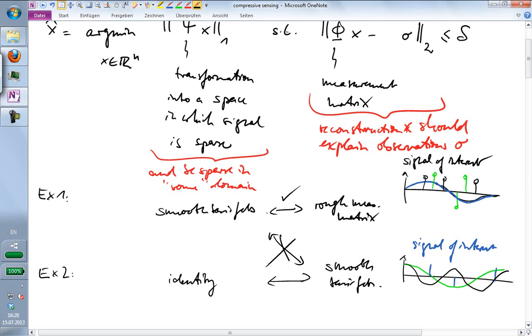So what one says is that the transformation matrix and the measurement matrix, they should be incoherent with respect to each other. Which means that the elements of phi are not sparse in psi, and vice versa.